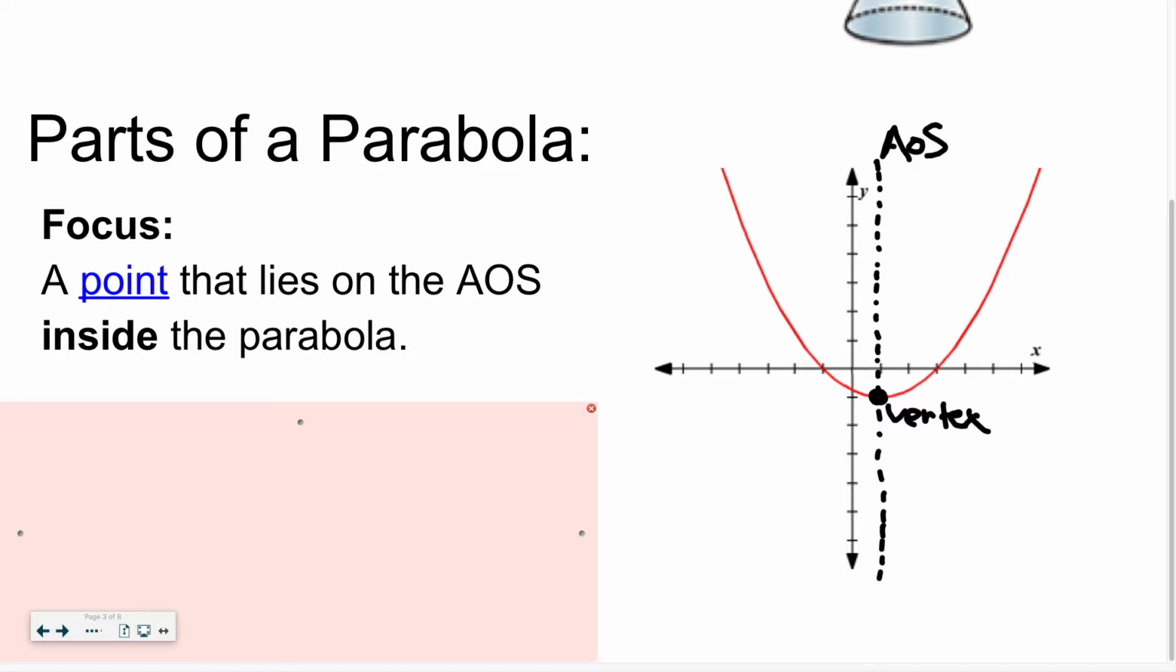A focus is a point that lies on the axis of symmetry inside the parabola. So the weird thing about the focus is it's not part of the parabola curve. It's inside the parabola.